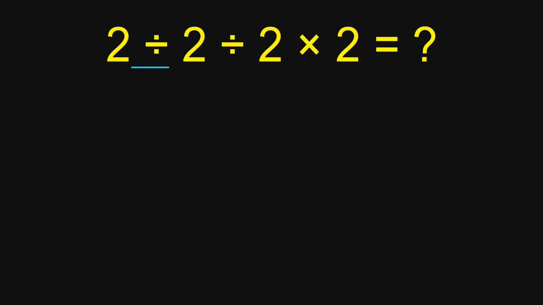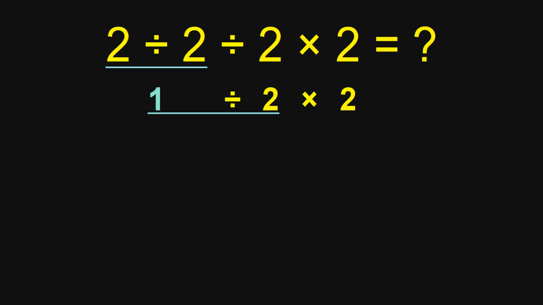So first we do this division. We have 2 divided by 2, which equals 1. Now our problem became 1 divided by 2 times 2. So we have to work from left to right.